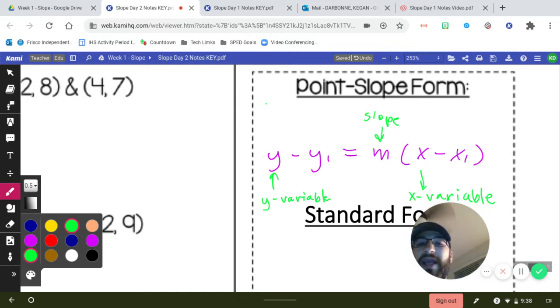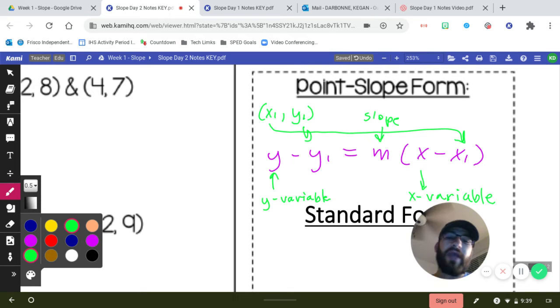So if we had an x comma y point, y1, of course, going here for y1, and x1 going here. So if we had a point and we had the slope, we would plug it into point-slope form.